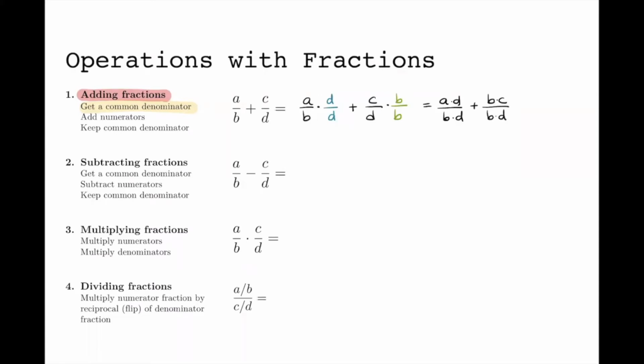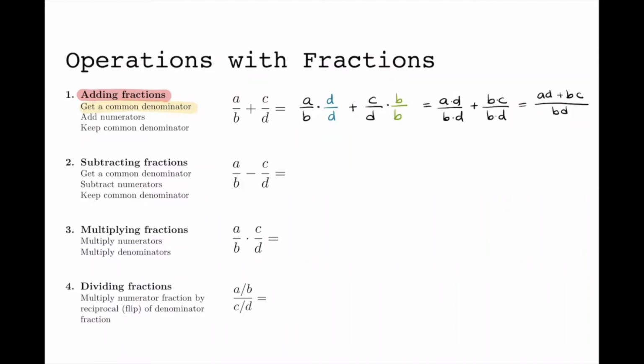Now the final thing to do here, now that they have a common denominator, is to add the numerators together, and then we will keep the common denominator in our final answer. So putting these together into a single fraction, we'll have a numerator of AD plus BC, and then our common denominator will stay at the denominator, so that'll all be over B times D.